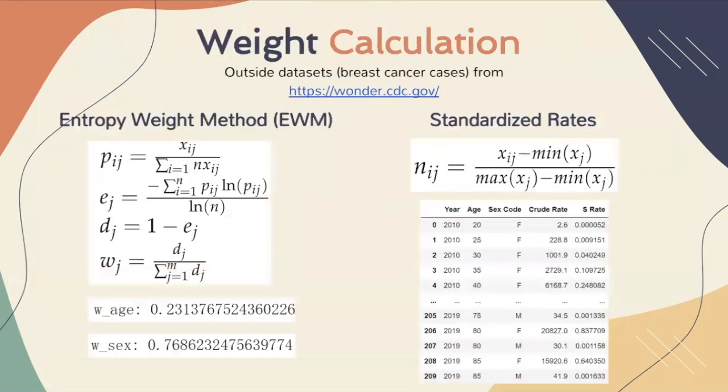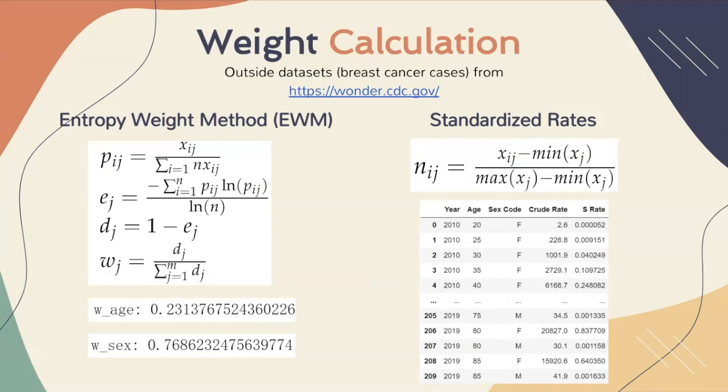After this, we imported a new dataset containing breast cancer cases by years, age, and sex groups. First, we introduced the entropy weight model to explore the relative importance of different variables to the breast cancer rates. Based on our results here, we find that sex is statistically more important than age. Furthermore, we calculated the weights of specific age and sex groups using the standardized formula here.